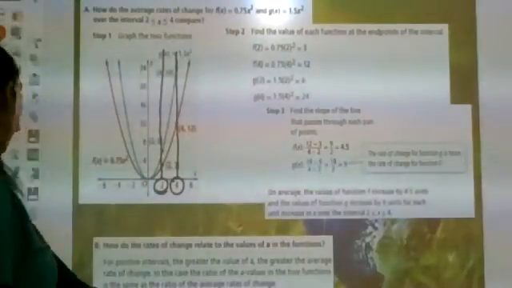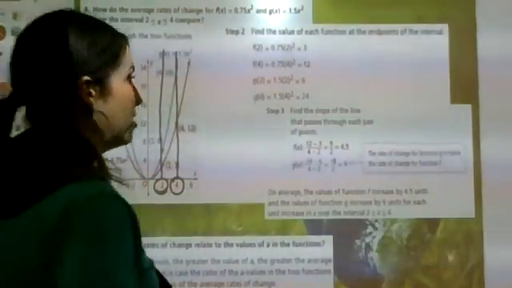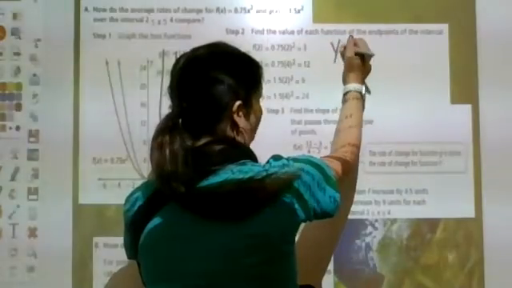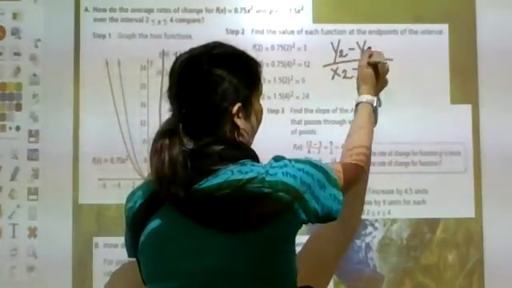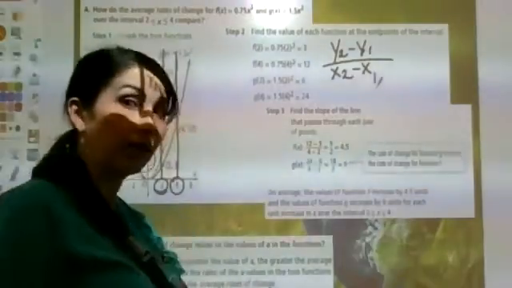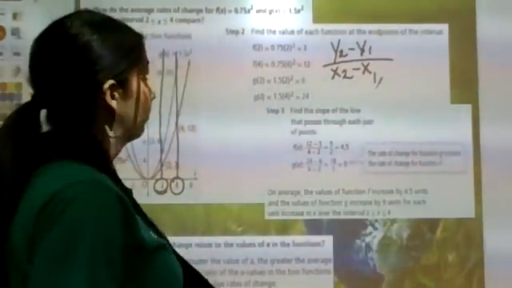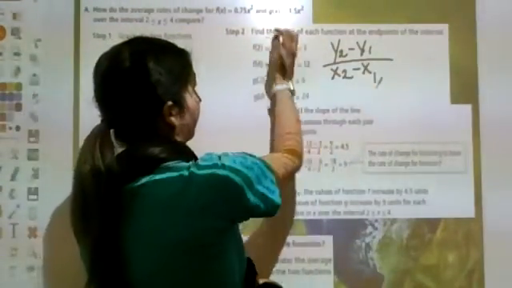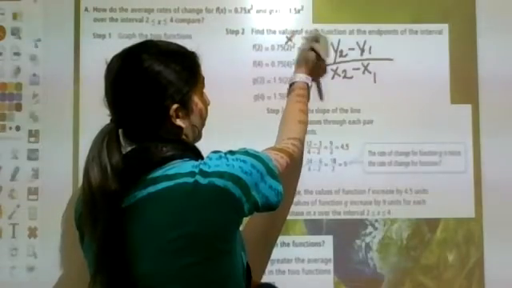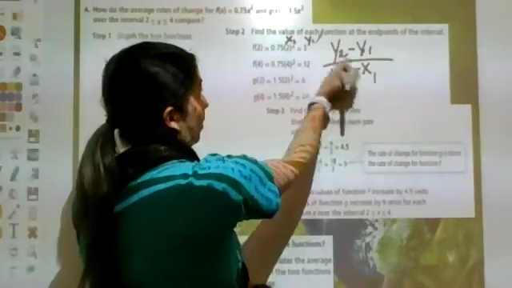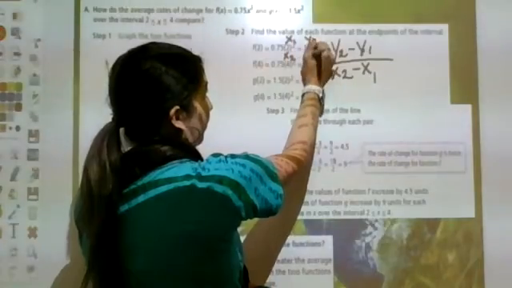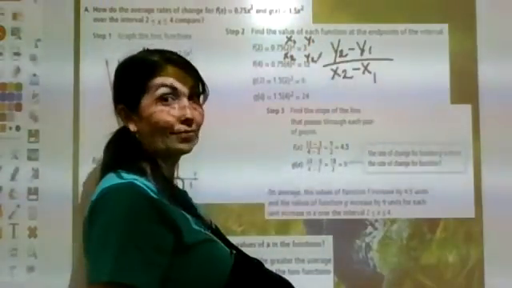You guys talked about throwbacks the other day. I'm going to talk about throwbacks right now. y2 minus y1 over x2 minus x1. When we plugged in 2, that was our x, and then we got our y. So that's our first one, and then we got our second one. Throwback.